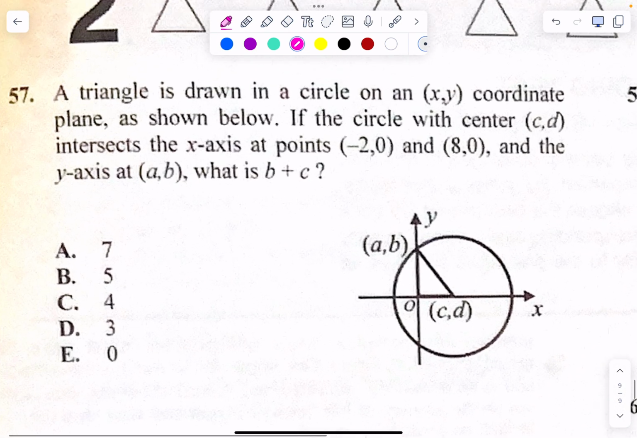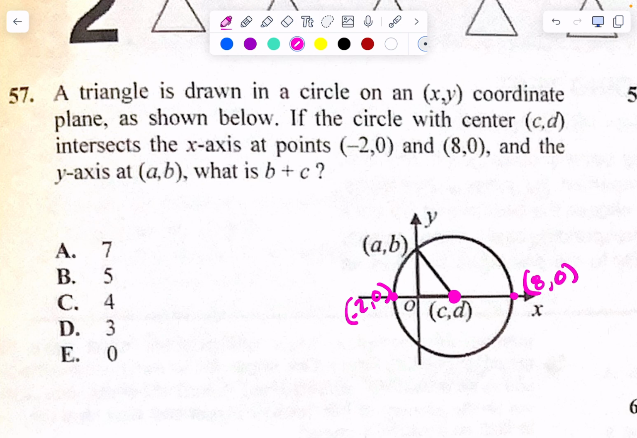57. A triangle in a circle is drawn in a circle on an XY coordinate plane as shown. If the circle with center C, D, this is the center, intersects the x-axis at -2, 0, so this guy right here is -2, 0, and 8, 0, and the y-axis at A, B, so it's intersecting there at A, B. What is B plus C?